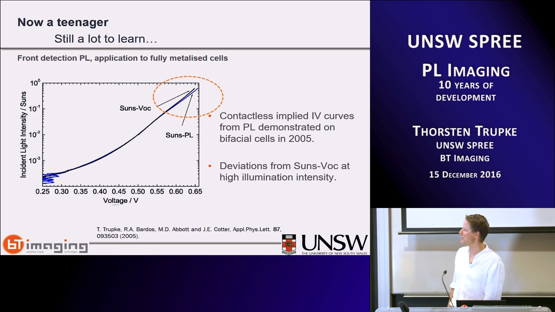Here, we measured the voltage, the PL intensity, and the illumination intensity. Then we plotted the illumination intensity over voltage and over the implied voltage that we get from PL. You see that we get very nice agreement over a very wide range of the IV curve. What that means is that we can measure the IV curve in a contactless fashion using PL. That means we can measure IV curves on wafers. We don't even need a contact structure for that anymore.